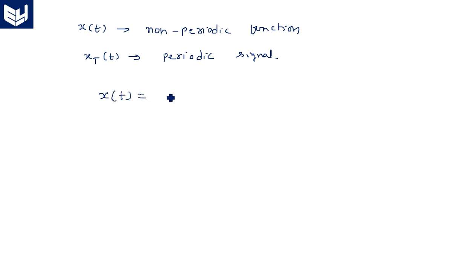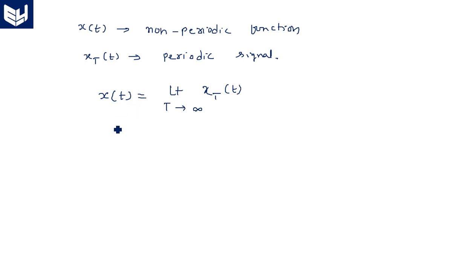Then the relation between these two is given by: the non-periodic signal x of t is written as x of t is equal to limit T tends to infinity of x_T of t. Nothing but a non-periodic signal can be written as limit T tends to infinity x_T of t. So infinite terms are there, and in that we are taking only one part to represent the non-periodic signal.